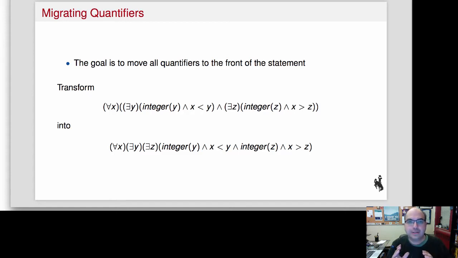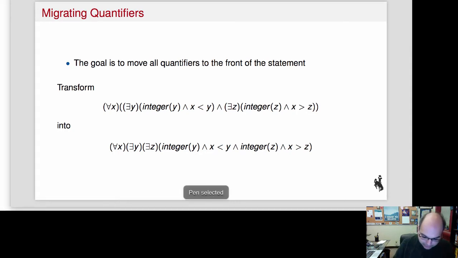Okay, so now let's get to the second step in proving a theorem that uses quantifiers. What we want to do is migrate all the quantifiers out to the front. Now, because of the first step, which was renaming quantifiers, we're guaranteed that all the quantifiers are talking about different variables, okay? So we're not going to have for all x and for all x in some other spot. They're all different variables. So here's what we want to do.